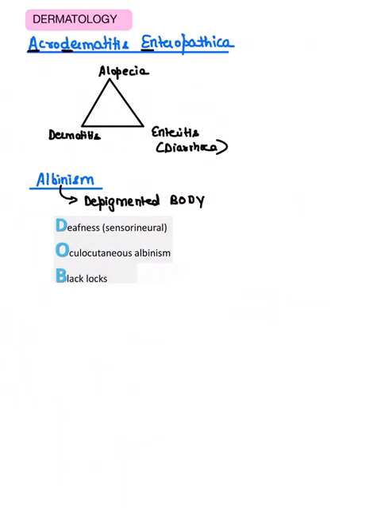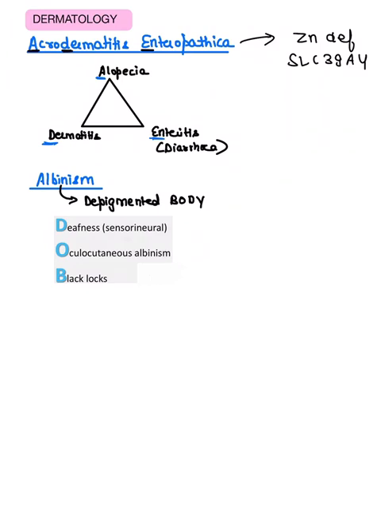Now coming on to the other thing, that is in derma, we talk about acrodermatitis enteropathica. This is due to the deficiency of zinc. And which gene has the mutation? SLC39A4 gene problem is there. Okay. So what is the triad? A for alopecia, D for dermatitis, E for enteritis, means inflammation of the intestine that causes diarrhea.